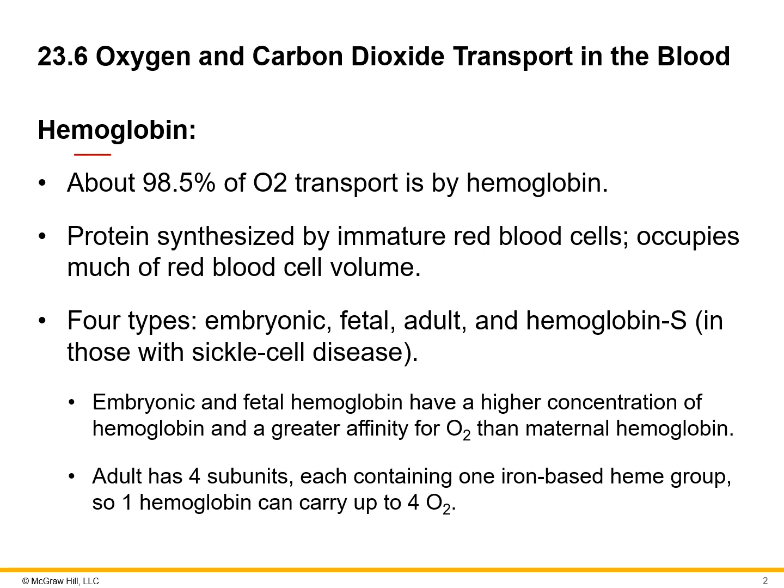So hemoglobin is mainly what is transporting oxygen. So a little bit is dissolved in the plasma, but then the majority is carried by the protein hemoglobin. So this is a protein that's made in immature red blood cells and takes up most of that volume.